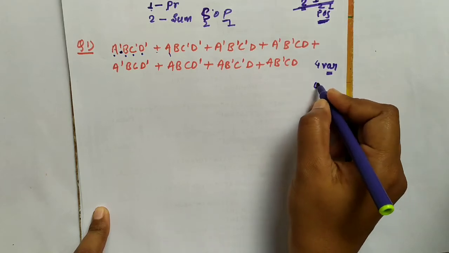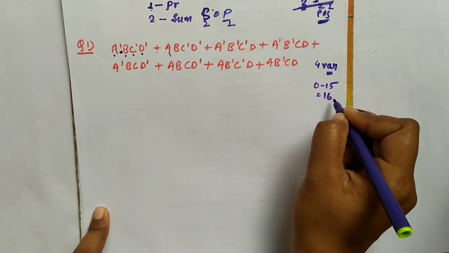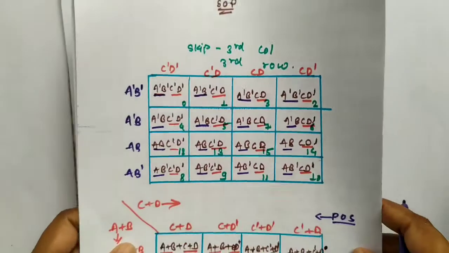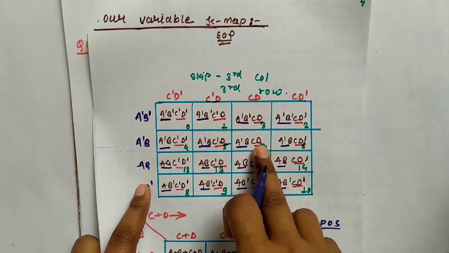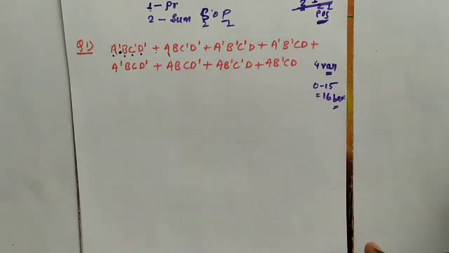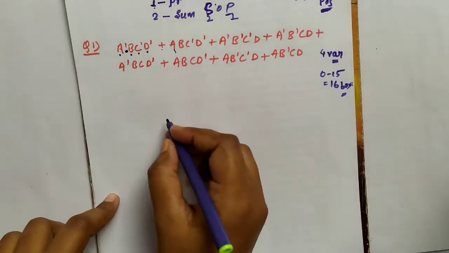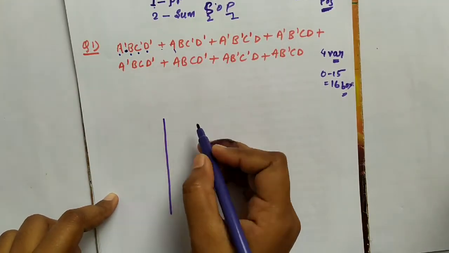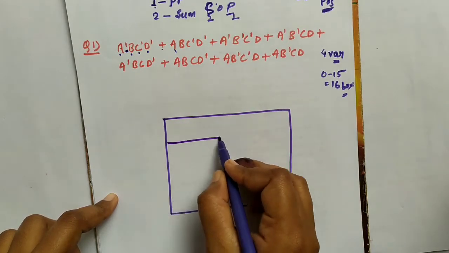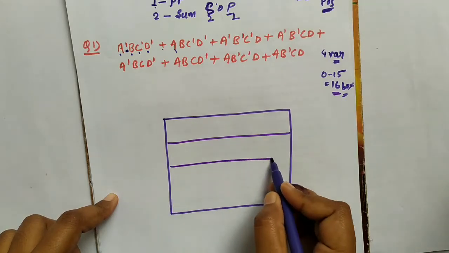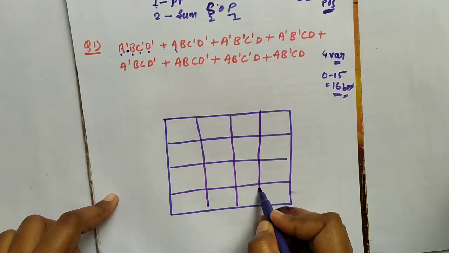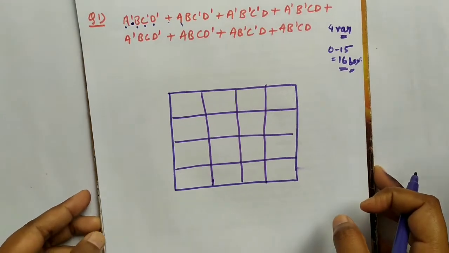Four variables means 0 to 15, that means a total of 16 boxes. In the previous video I also discussed the designing of a four variable K-map of SOP, so please watch my previous video to understand how we can design a K-map. So let's make the boxes here. There are a total of 16 boxes, made of 4 rows and 4 columns.